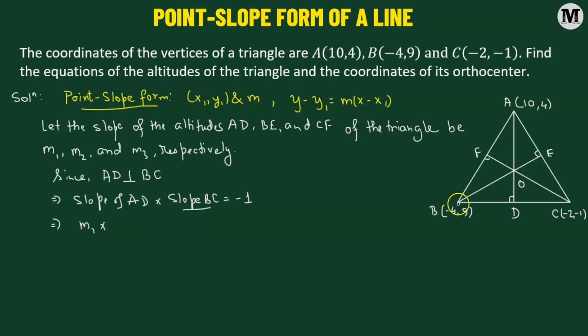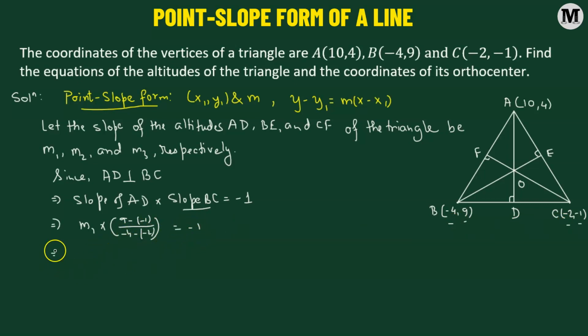That's very simple because we know the coordinates of point B and point C. All we have to do is take the ratio. In the numerator we need the difference of the y coordinate. So we'll do 9 minus -1, and in the denominator we'll take the difference of the x coordinate. So we'll do -4 minus -2. So this will be equal to -1.